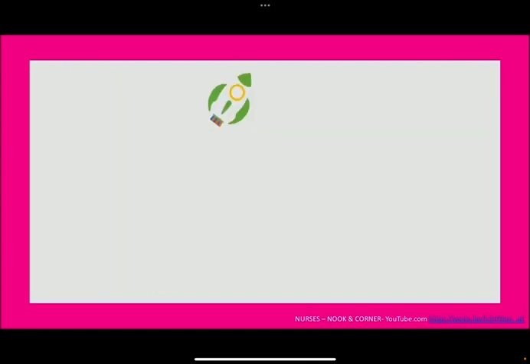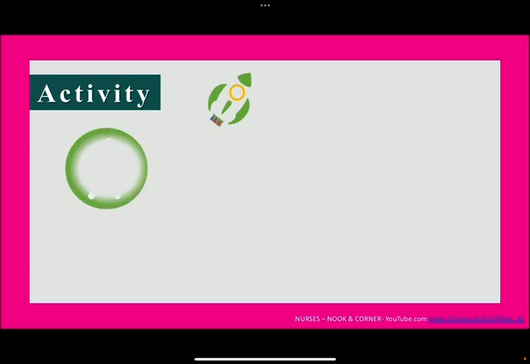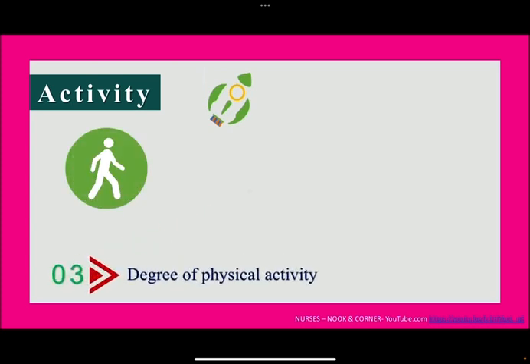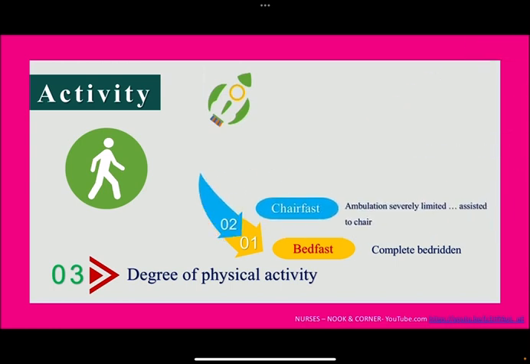Okay, you know that activity is the one where we assess the patient's degree of physical activity. So if the patient is bedfast, completely bedridden, he is depending totally on the nurse. You'll grade him number 1.